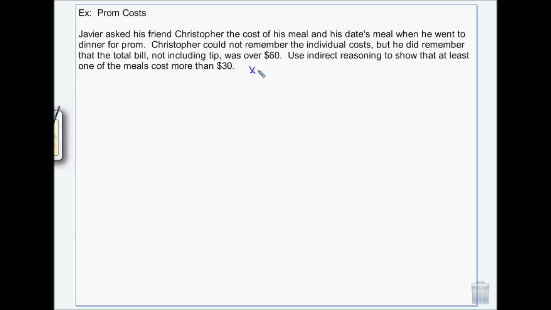So if I say that, okay, hold on, let me see this. I need to change this. We're going to let x equal Christopher.